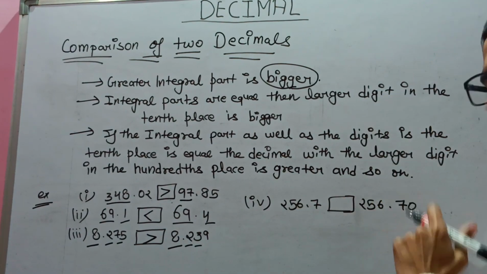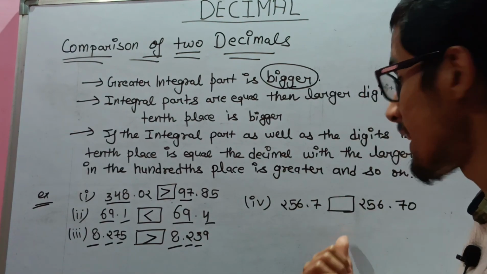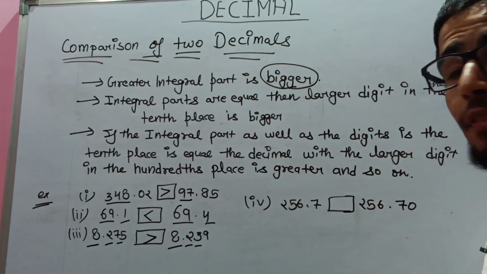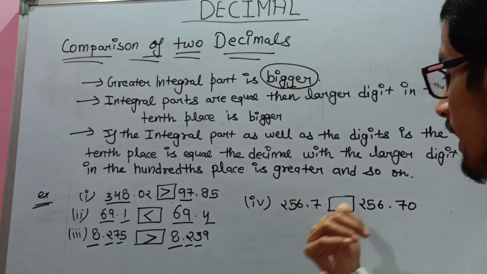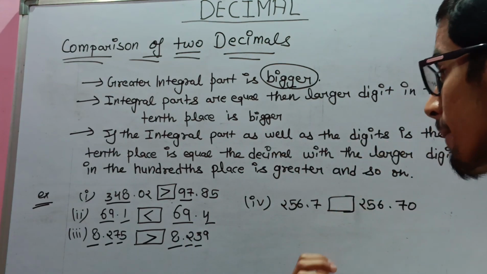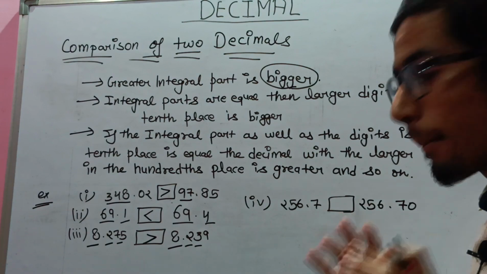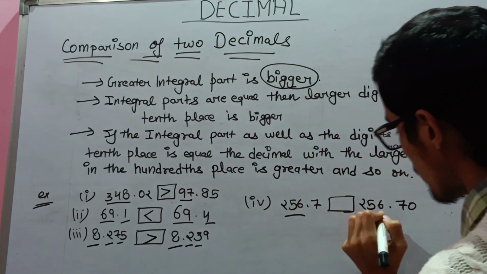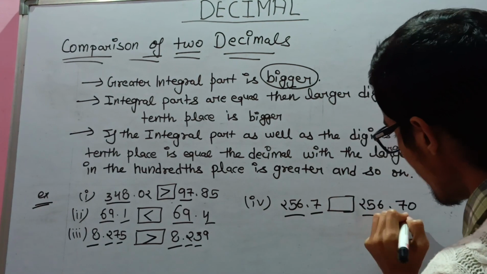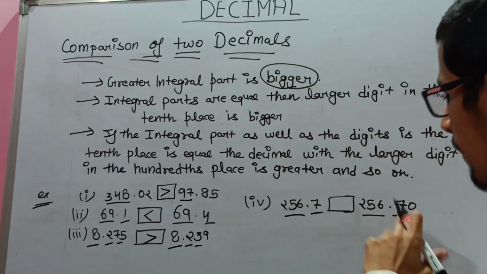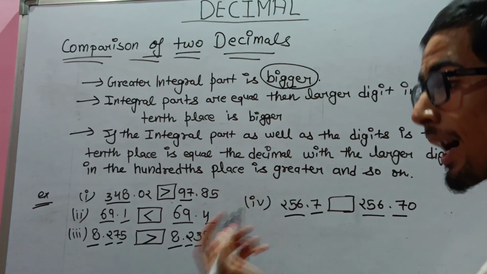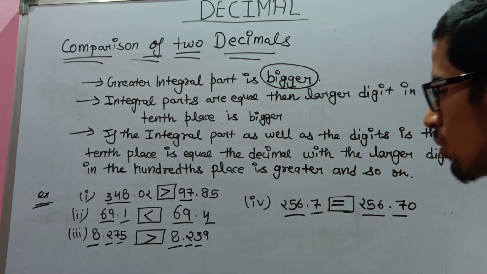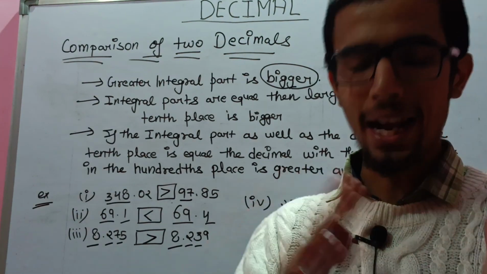Next, 56.7 and 56.70. Student, tell me which one is bigger. We saw earlier that if we add 0 at the extreme right, the meaning does not change. So 56 equals 56, 0.7 equals 0.7, and the answer is that they are equal. Moving on to the next slide.